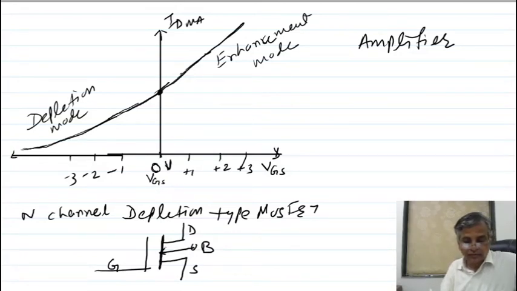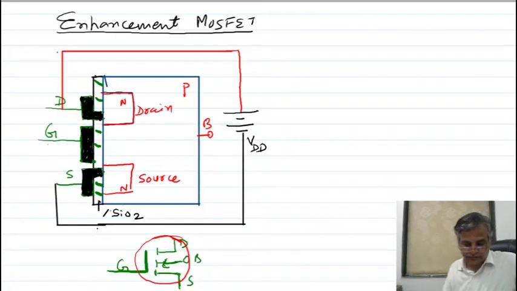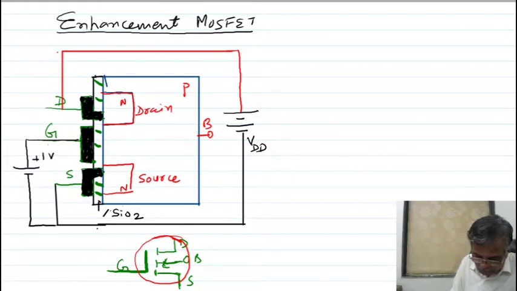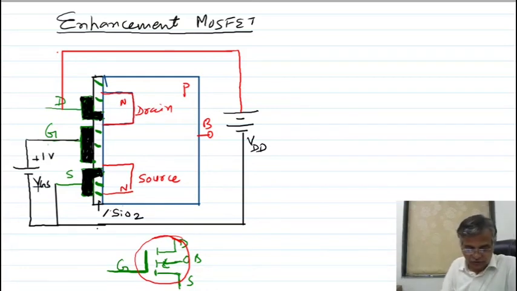So here current is not flowing when VGS is 0. Now I am applying VGS equal to positive voltage. I am applying VGS positive plus 1 with respect to source. So what will happen? It is plus volt, so I am showing you plus here on this plate.